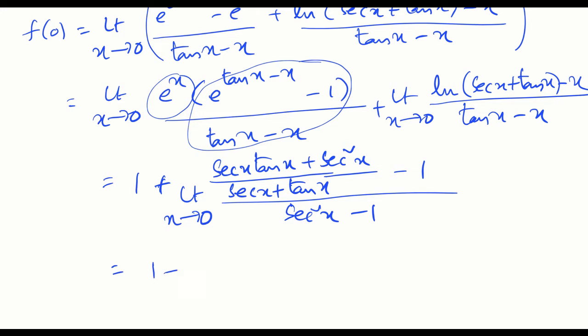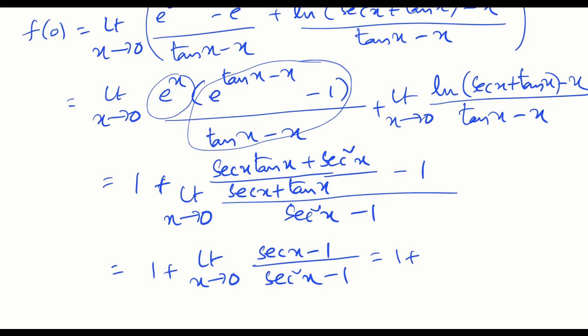So I have 1 plus limit x tends to 0 of secant x minus 1 by secant square x minus 1. Cancelling secant x minus 1 in both numerator and denominator, I will have 1 plus limit x tends to 0 of 1 by secant x plus 1. That comes out as 1 plus 1 by 2. So the answer is 3 by 2.